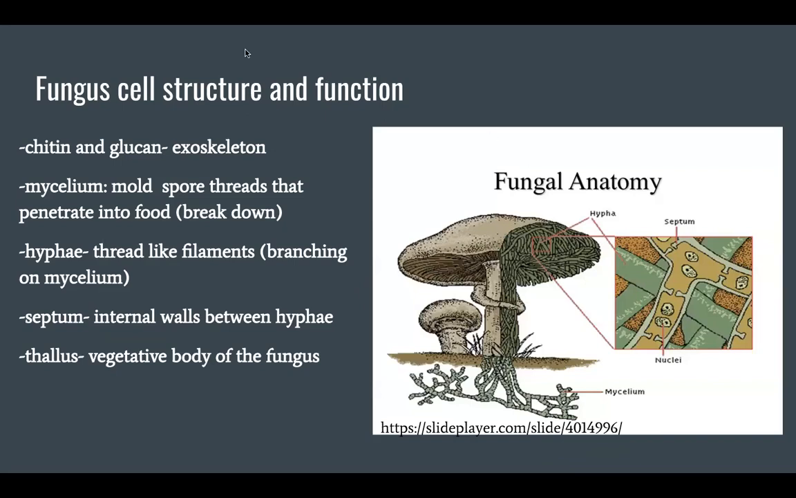Fungus cell structure and function. The fungus cell walls are made out of chitin and glucan, which are like, most of the time, make up exoskeletons of organisms. And fungus have mycelium, which are the mold spores that penetrate into food and break down dead organisms or like fruits and vegetables.